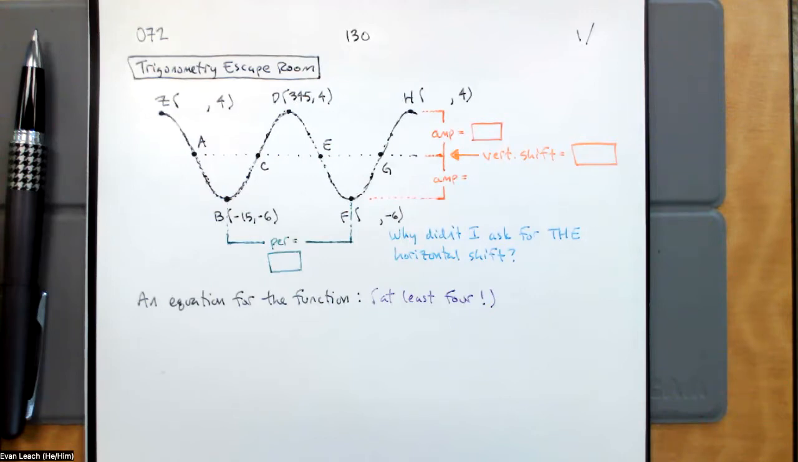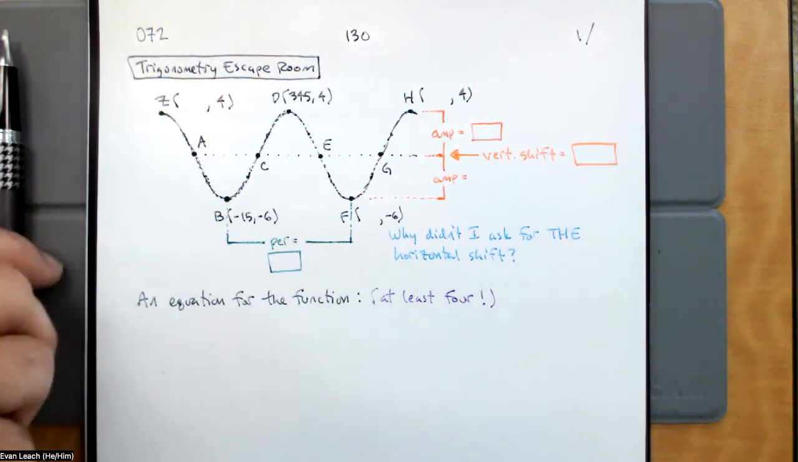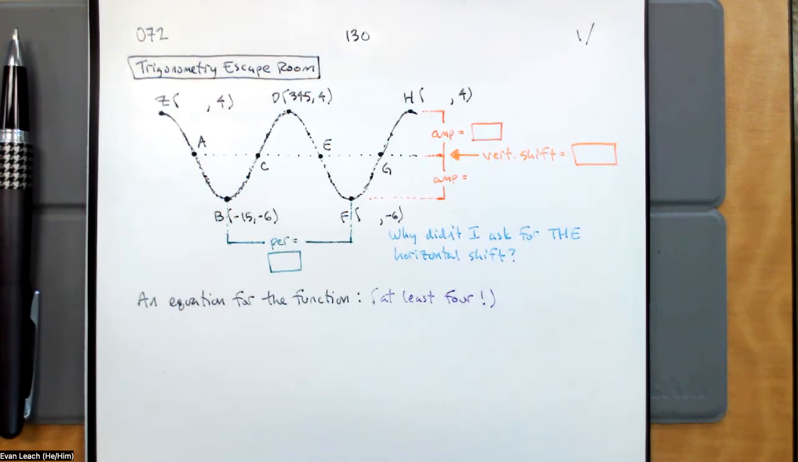So I want to know the period or the amplitude or the vertical shift. Has anybody got that information? One of those pieces of information. The period would be 720. That's awesome. Thank you. How did you get a period of 720?